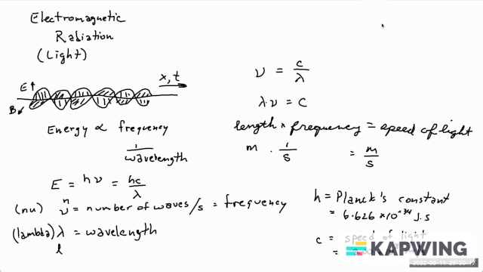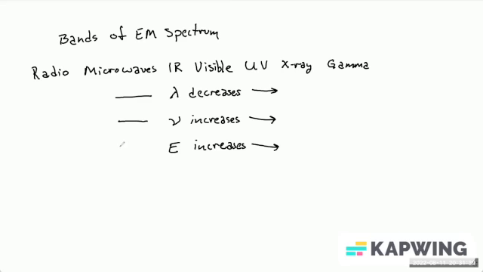Now let's look at the bands of the electromagnetic spectrum. And you've learned this before, but here we go. Radio, microwaves, infrared, visible, ultraviolet, X-rays, and gamma rays. And for these, wavelength decreases as we go from left to right. Frequency increases because they're inversely proportional to each other, and energy increases as we go from left to right.